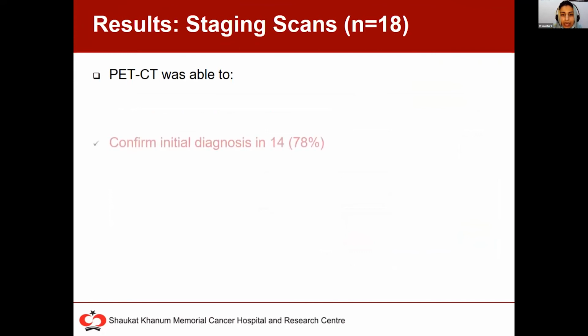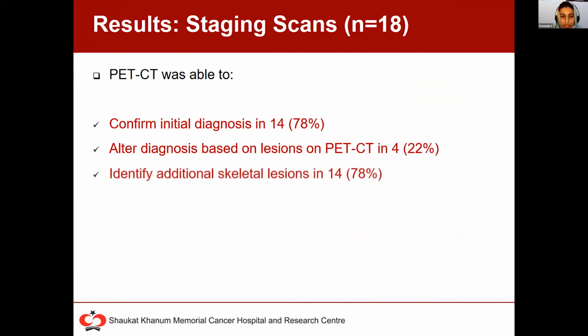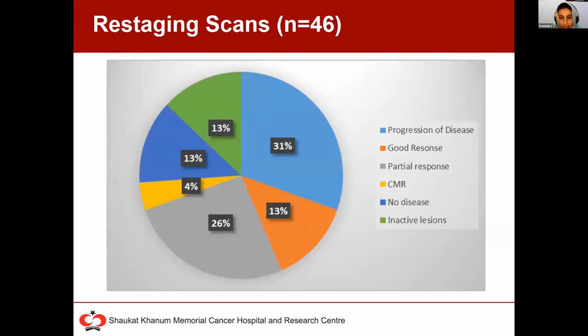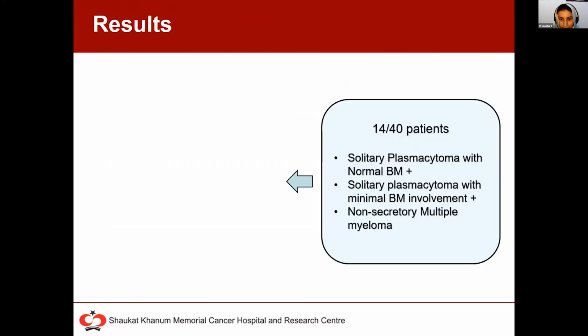Of the 18 staging scans, PET-CT was able to confirm the initial diagnosis in 78% of cases by identifying additional osseous metastases. Thus, it changed the initial management plan in 44% of patients. Of the restaging scans, FDG PET-CT was successful in identifying progression of disease in 31% of patients and partial response in 26%. All the rest were either good response, complete metabolic response, no disease, or inactive lesions.